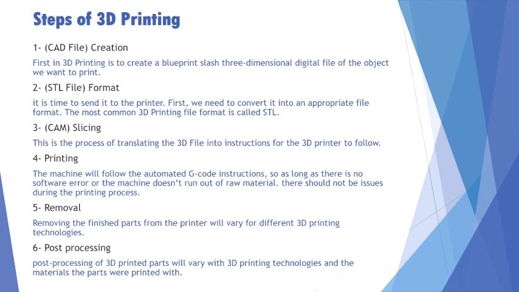Fifthly, the printed piece should be separated from the printing machine and the appendages used as support during printing should be removed. Finally, the sixth step is post-processing. In this process, the piece is modified and finishing touches are added, such as smoothing, coloring, and sharpening the piece.